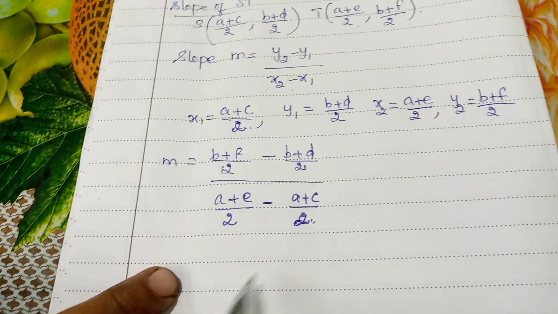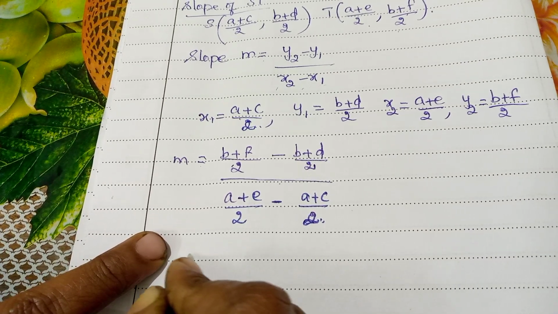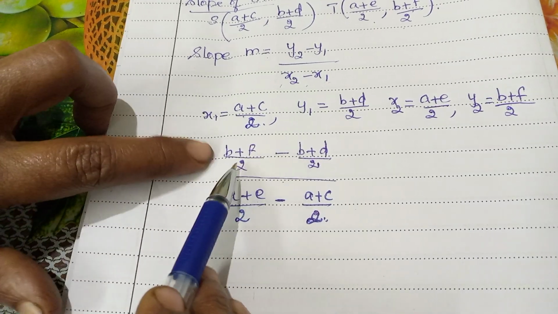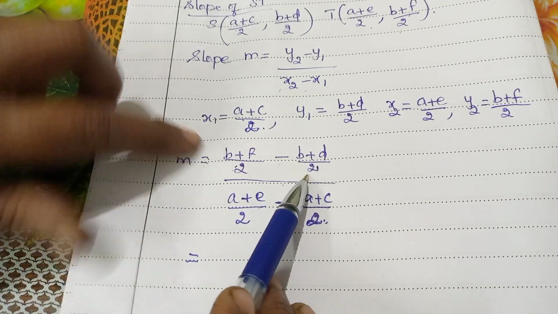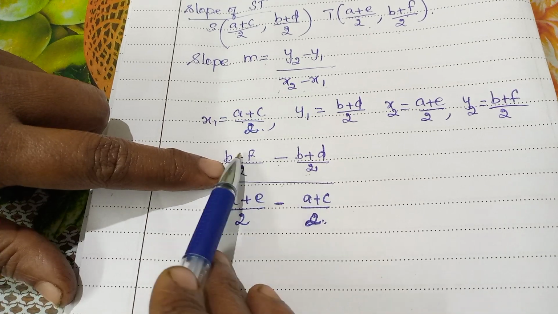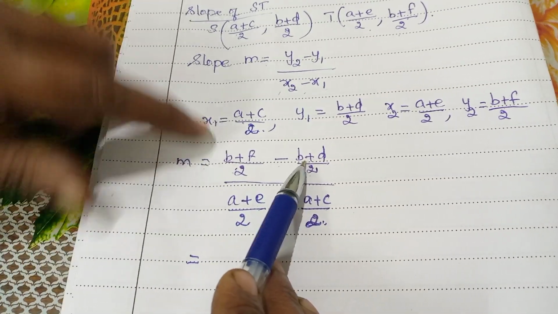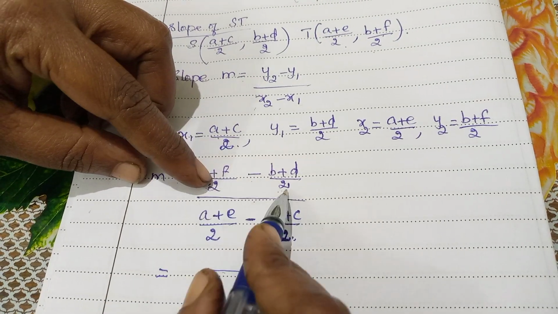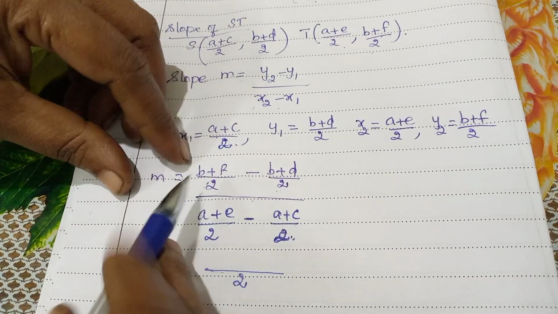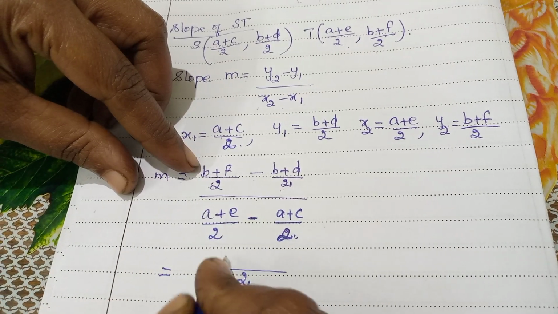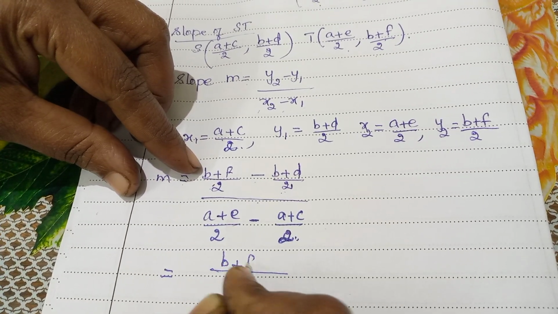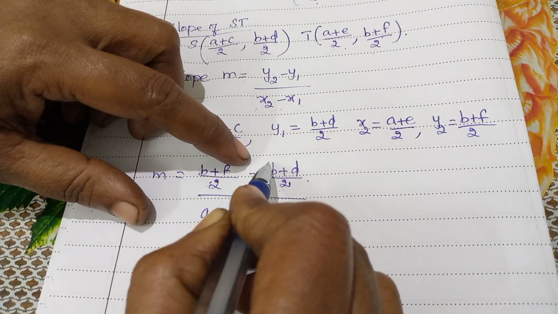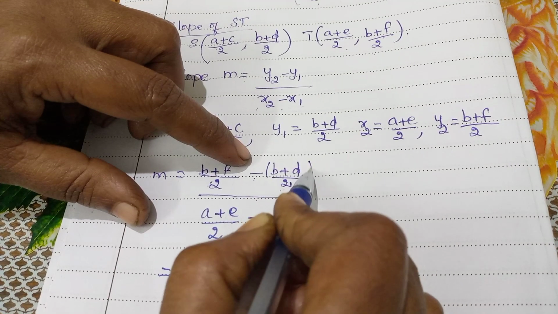A plus e by 2. Now, which is equal to, see the numerator, b plus f by 2 minus b plus d by 2. See, same denominator, so the numerator can be written directly, isn't it? So, what is the denominator value in the numerator term? 2. What is the numerator? b plus f. This minus is common for both terms, so the bracket can be used.